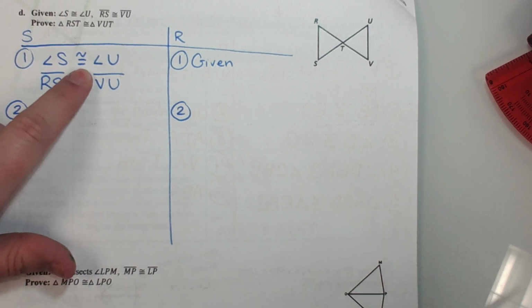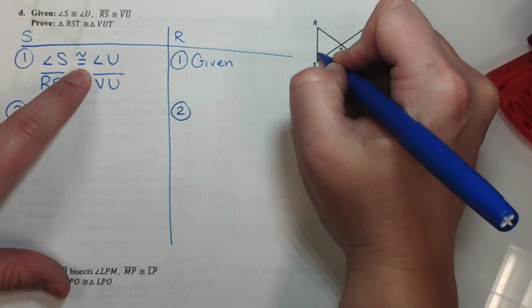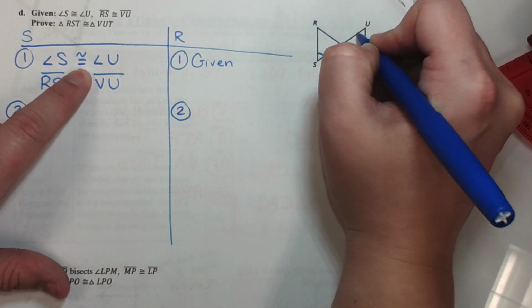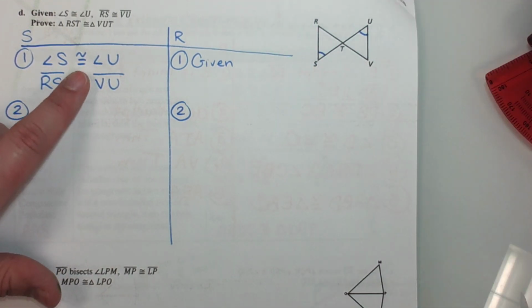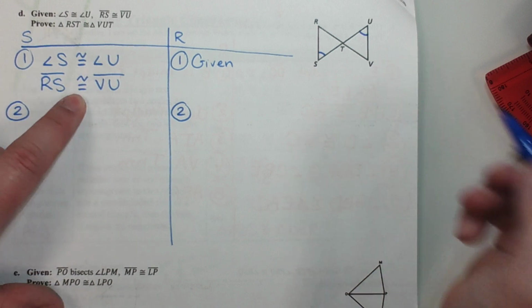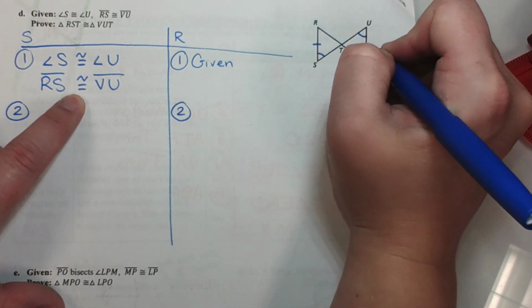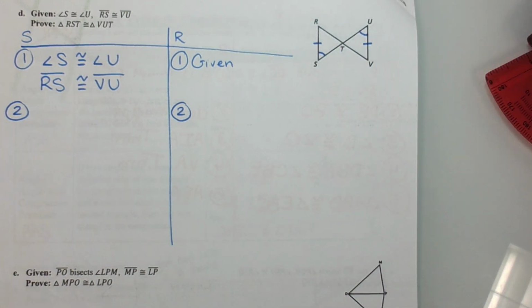Angle S is congruent to angle U. I see congruent marks. I should make sure to mark them right away this time, unlike last time. RS is congruent to VU. That's segments, so that's tick marks. Go through my 5 things. I don't have words. The only symbol I have is congruent this time.